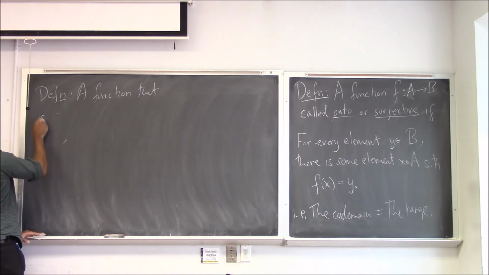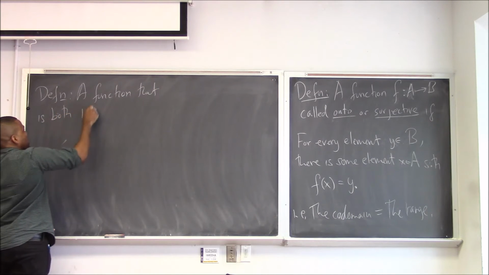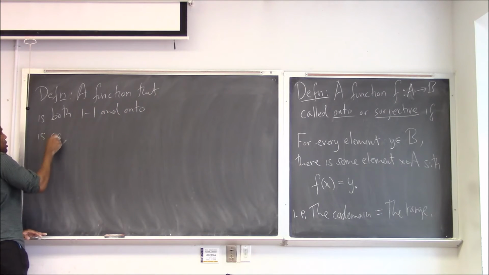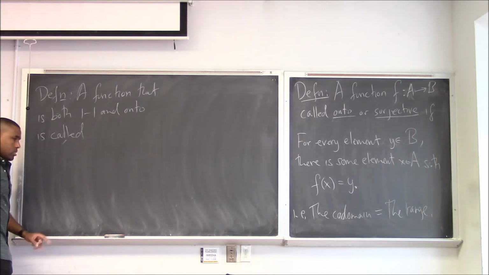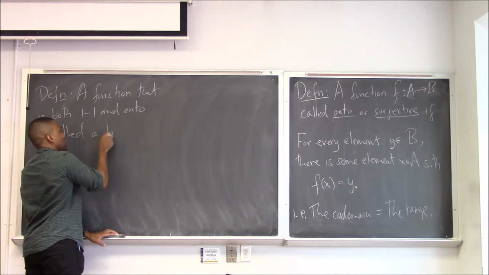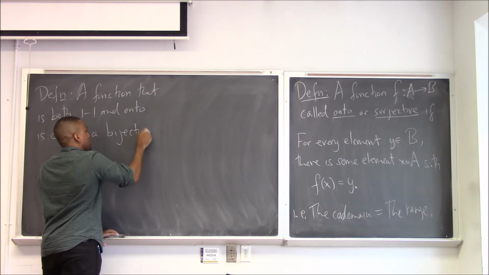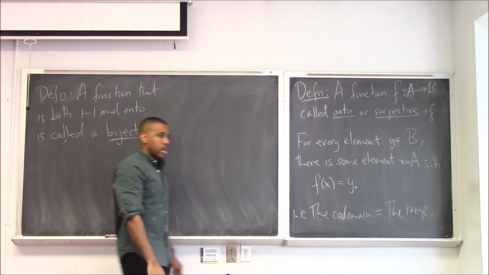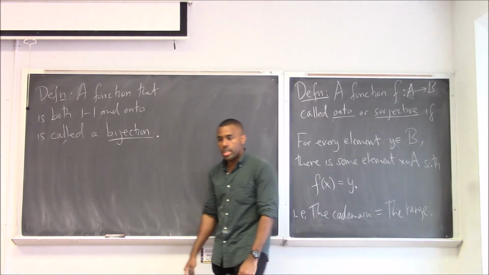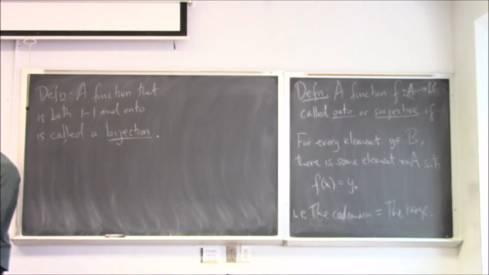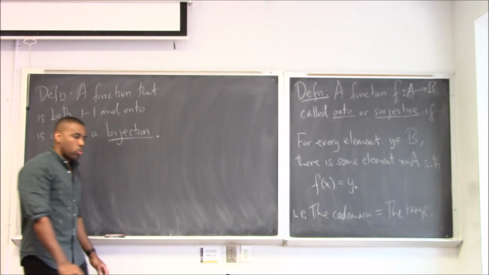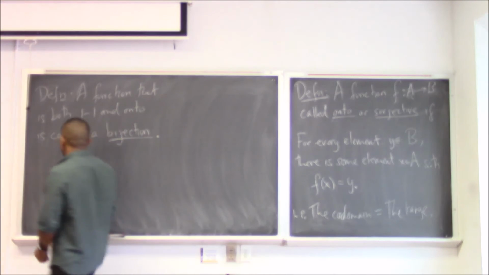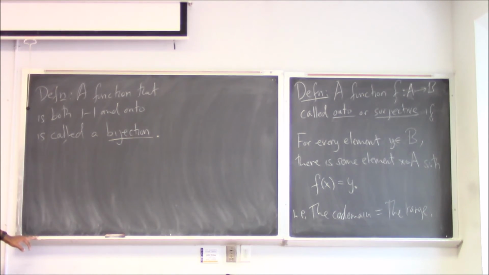A function that is both one-to-one and onto is called, does anyone know what that's called? Bijection. So you can talk about a bijective function. We're going to look at a very important kind of bijective function called an isomorphism towards the end of the class. So this is just a function that is both one-to-one and onto. It becomes an isomorphism when I throw an additional property on top of it. So this is called a bijection.